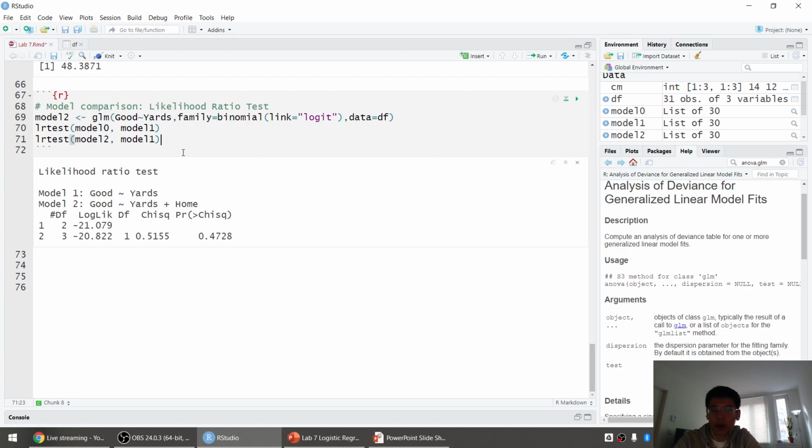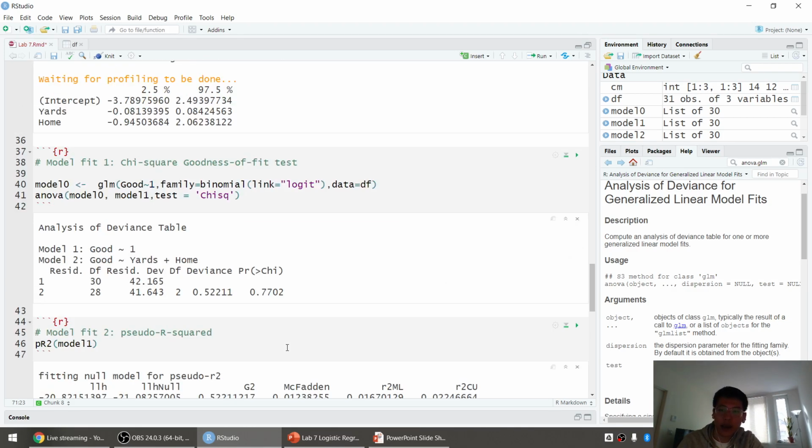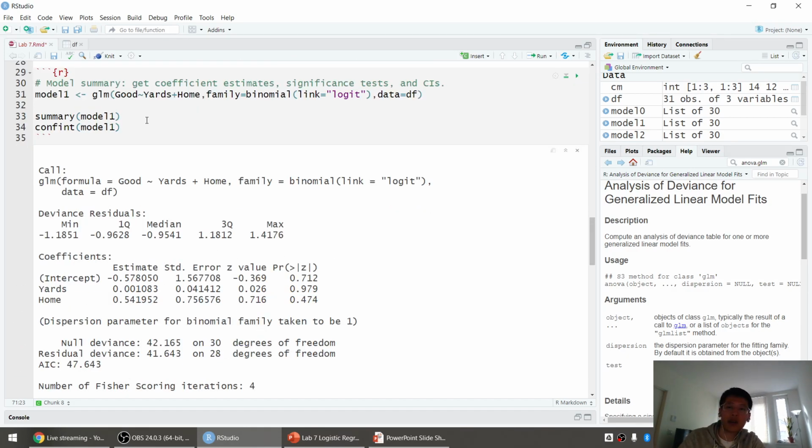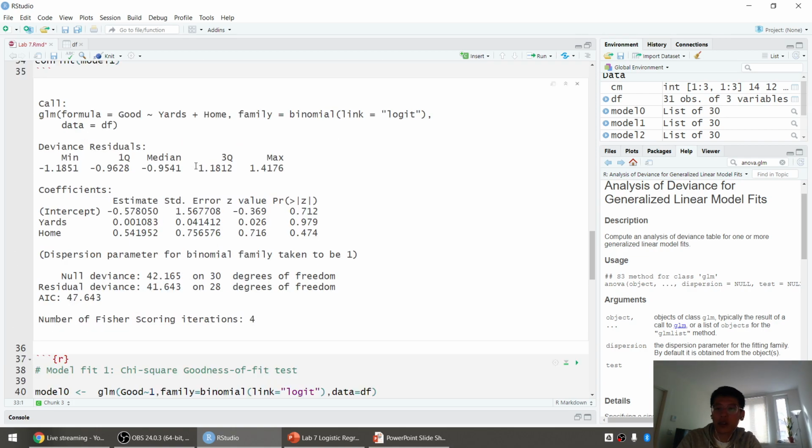But it will make sense if you have a lot of predictors and you want to screen out some of the predictors. You want to have a simpler, clearer model. So you can do the nested model comparison here. Okay, so let's get back to the summary of the model to see the interpretation of the coefficients in this case.